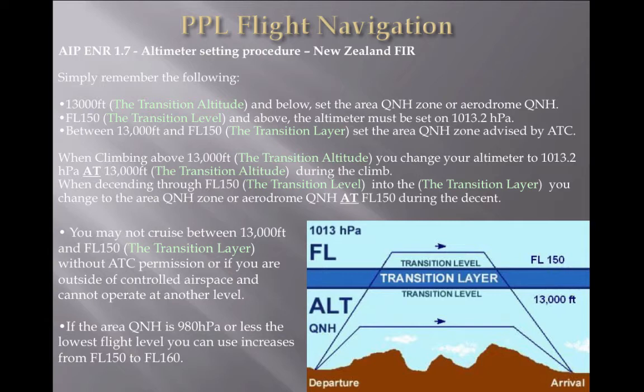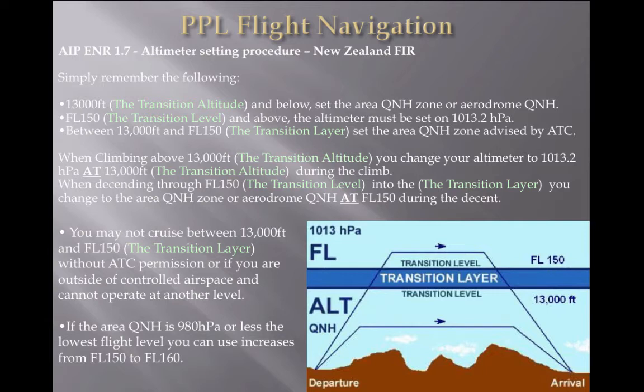So you change to 1013.2 hectopascals at 13,000 feet. And when you're coming out and entering the transition layer, you set the QNH for the zone, aerodrome, or as directed by ATC. That stops us bumping into each other while we are transiting or transitioning through the levels. So it is important everyone knows how to do it. These are very, very pertinent questions. You will get questioned around transition layer, transition levels, and transition altitudes.